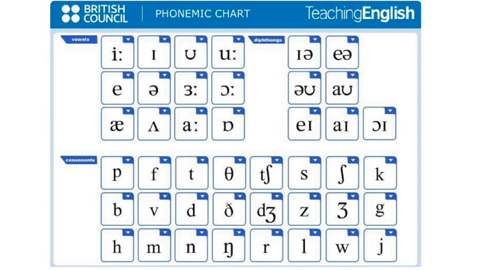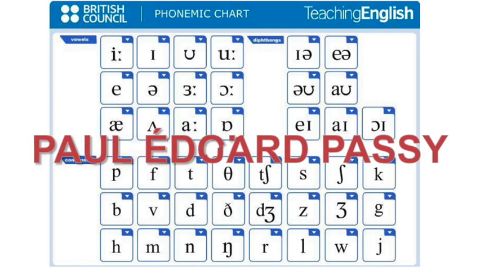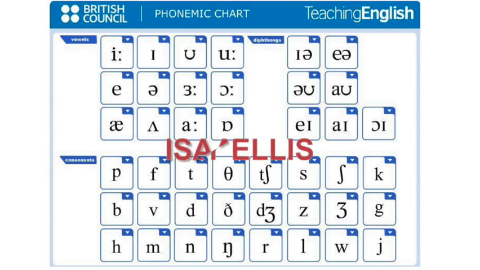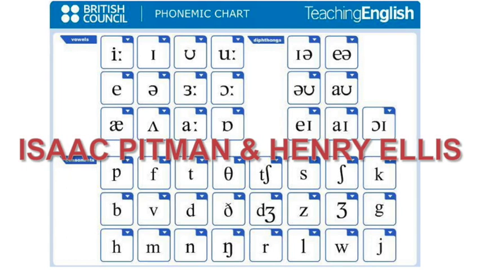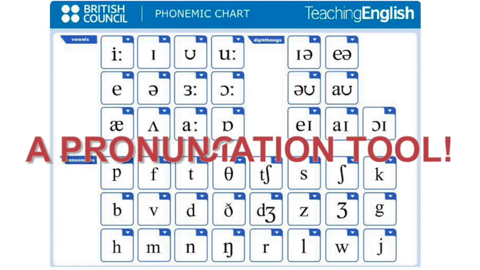Let's dive in. If you think that the IPA chart was created by English speakers to make learning English easier, you are wrong. The International Phonetic Alphabet was created in 1888 by a French linguist, with the help of his team, named Paul Passy, but he used a phonetic script for English created in 1847 by Isaac Pitman and Henry Ellis as the model for the IPA. It was used to teach pronunciation to students.